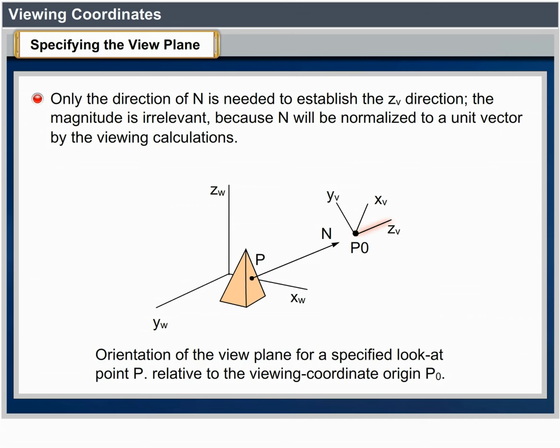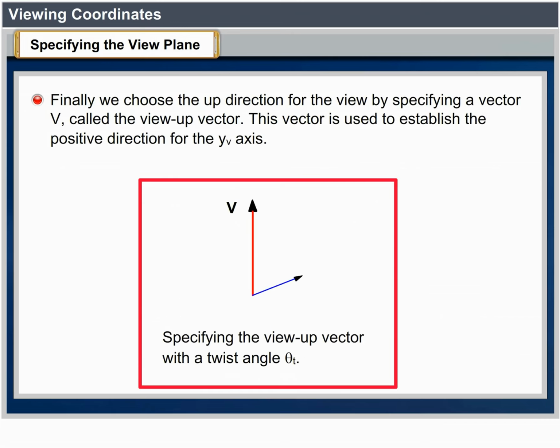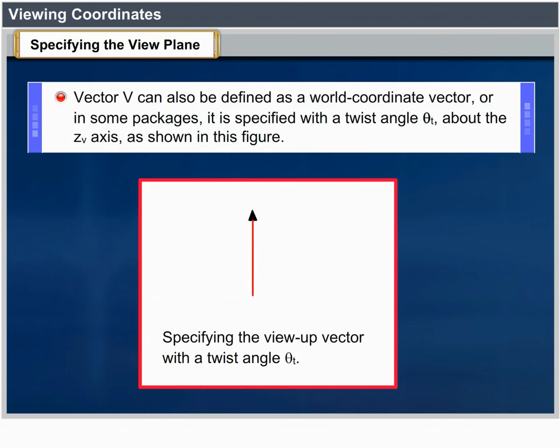Finally, we choose the up direction for the view by specifying a vector v called the view up vector. This vector is used to establish the positive direction for the yv axis. Vector v can also be defined as a world coordinate vector, or in some packages it is specified with a twist angle theta t about the zv axis, as shown in this figure.